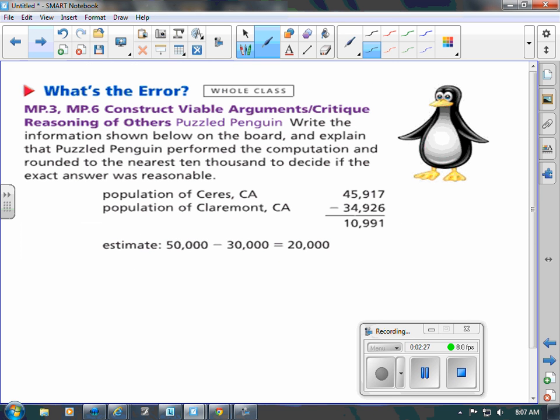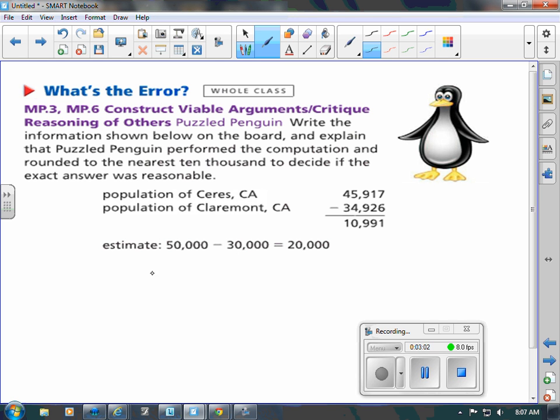Okay, so let's take a look at Puzzled Penguin here. Puzzled Penguin, write the information on the board. Puzzled Penguin made a calculation error. There's a population of Sarah's, California, and a population of Claremont, California, and he says the difference is about 10,000. He estimated 500,000 minus 30,000 is 20,000. So what did he do wrong? Well, he underestimated one and he way overestimated the other. So if you look at this, right, he overestimated the 45 and he way underestimated the 34.